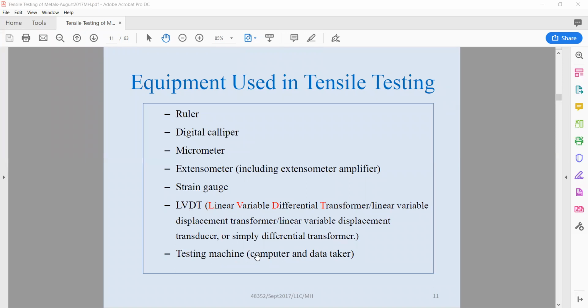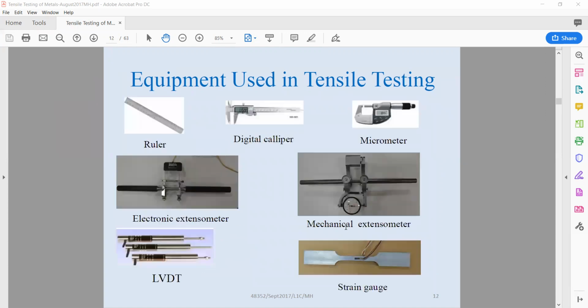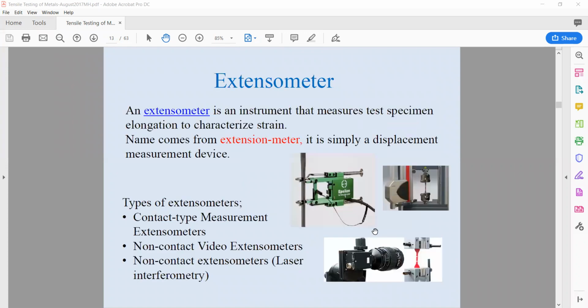And you also need a test machine, of course, with a computer data logger or controller. So these are the equipment that I mentioned: the ruler, digital caliper, micrometer, extensometer attached on a sample, and the old mechanical extensometer attached. People use this mechanical equipment to read continuously so that they record manually. But nowadays, this one records automatically. You record at a certain frequency or certain time. LVDTs are these ones, and the strain gauge is the one stuck on the sample or glued on the sample.